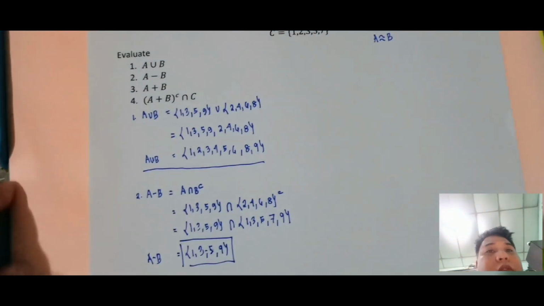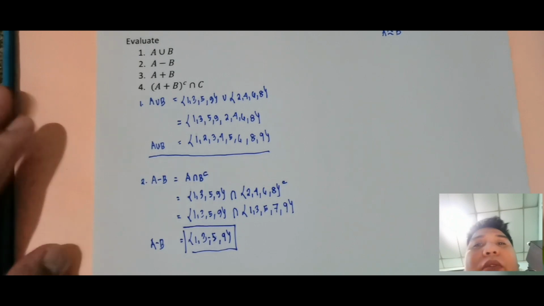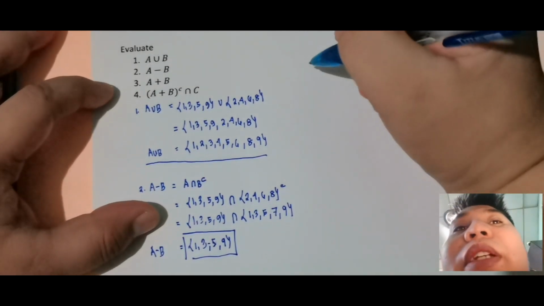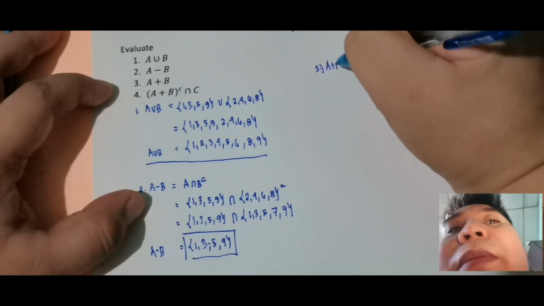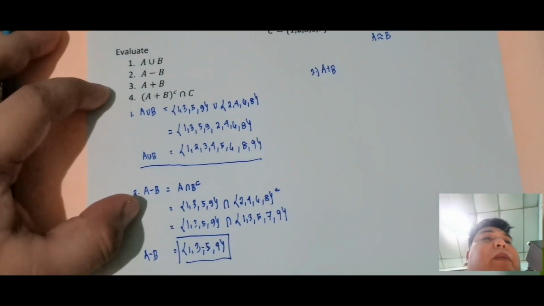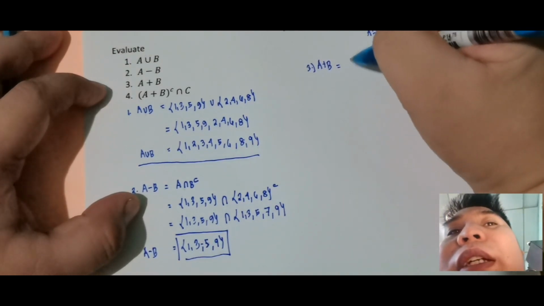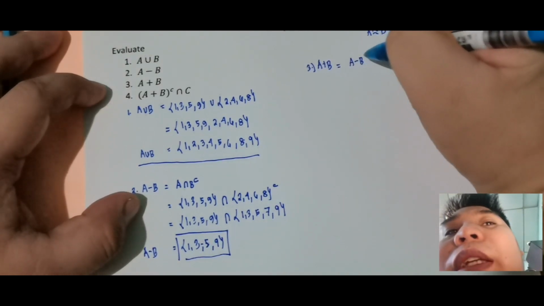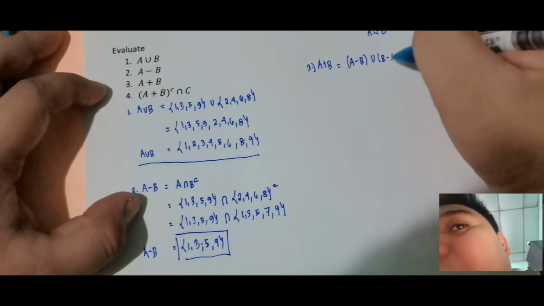Next example is A plus B. Medyo mahaba yata itong A plus B, lagay natin na number 3. Based sa definition ng Boolean sum, paano ulit si A plus B? That is equal sa A minus B, then union B minus A.